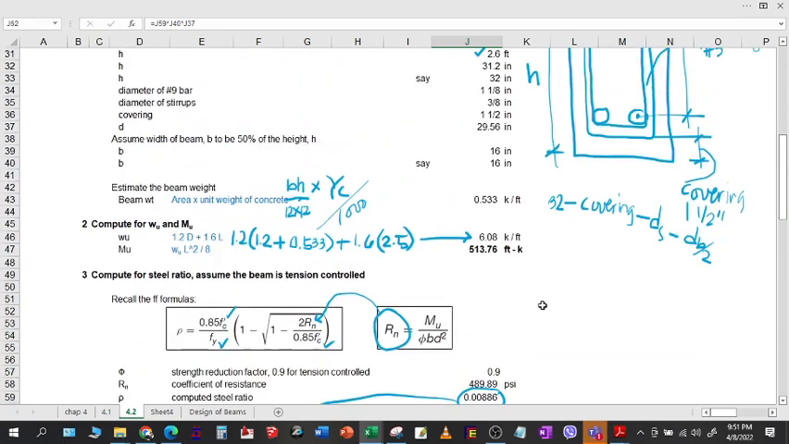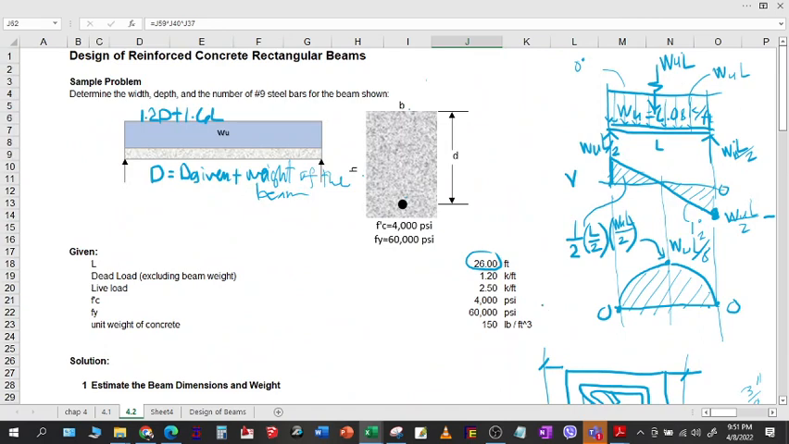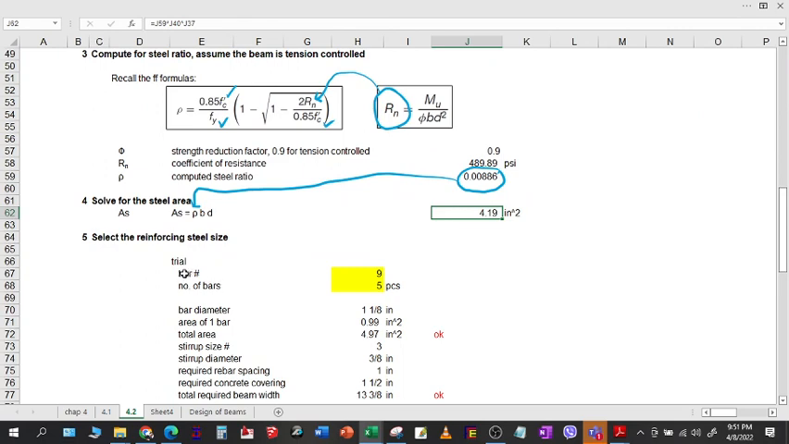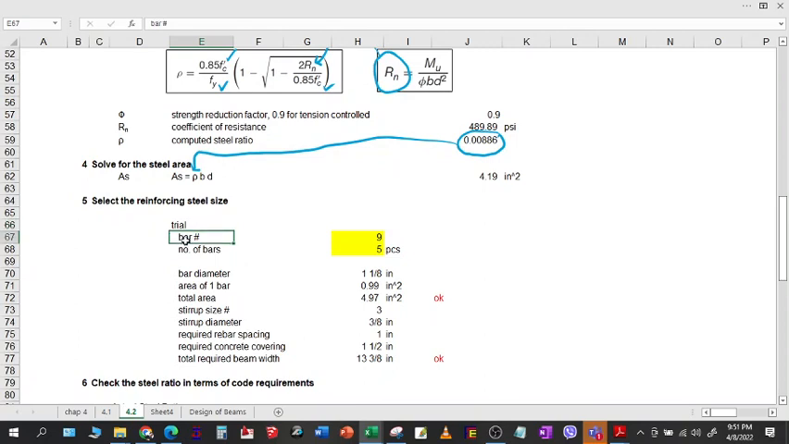Okay? So, if we go back to the question, we already have this B, we already have this H, and we have this AS. But we are required to use number 9 steel bars. So how do we do that? We have to do a trial and error. The bar number is number 9, and the quantity, let me just change this one to quantity so that you will not be confused.